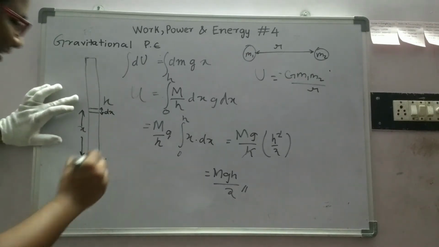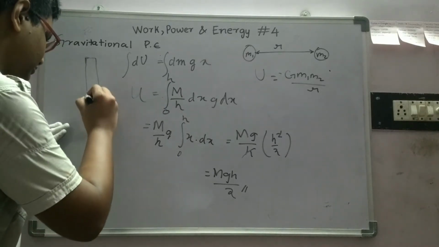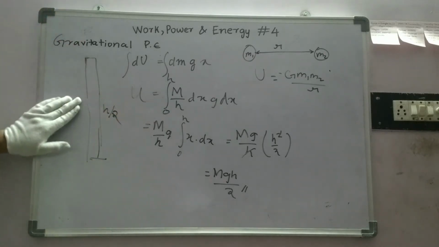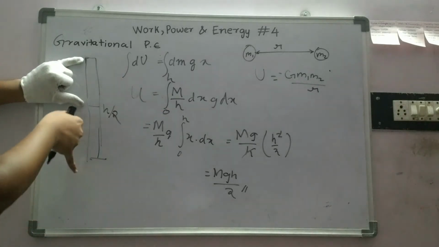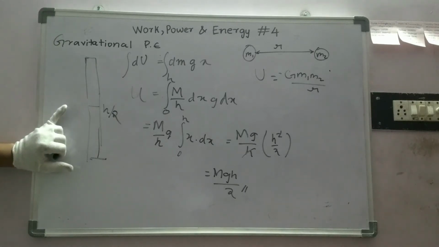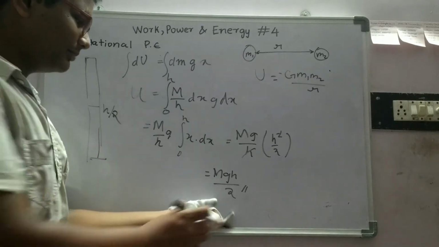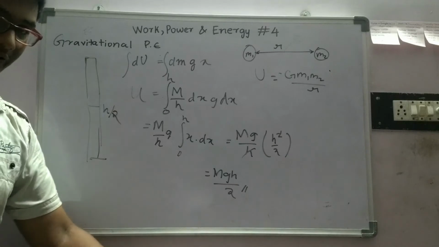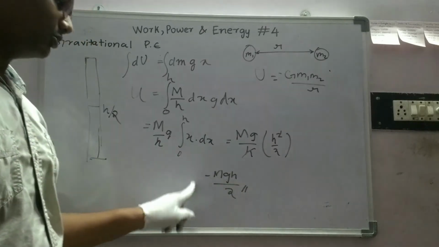That means it is at a height h by 2, right? Because its distance is the same from the top as well as the bottom in this case. Its height is h by 2. So the answer would be mg into the distance of the center of mass from the surface of the earth. In this case it is h by 2. So it is mgh by 2, right?